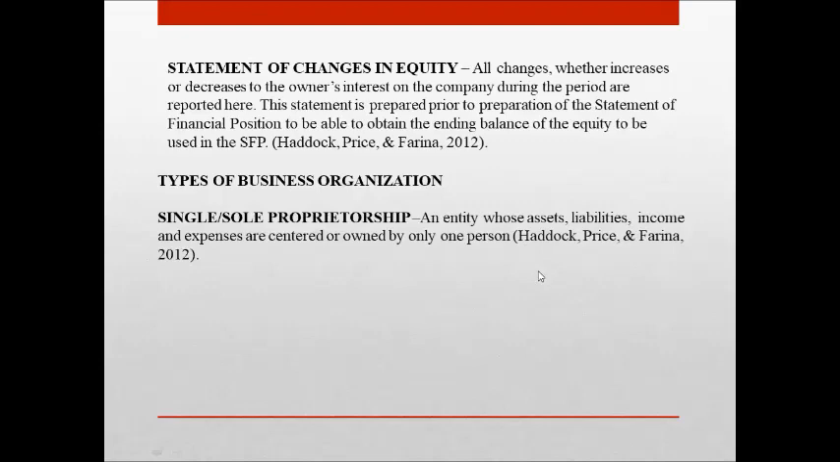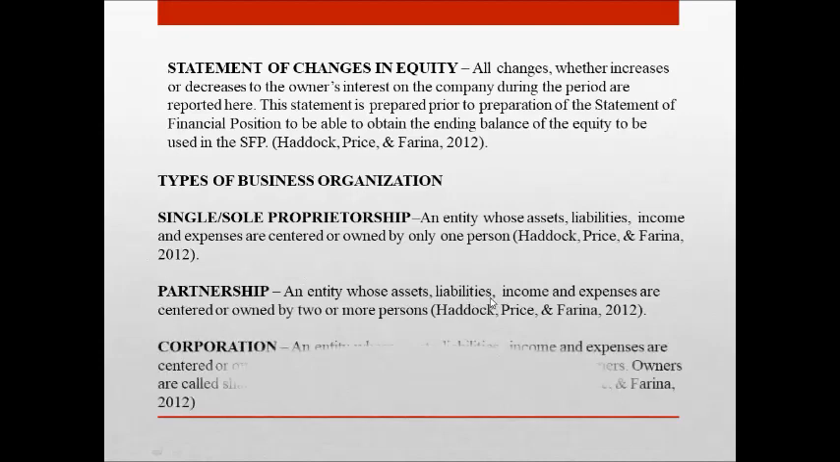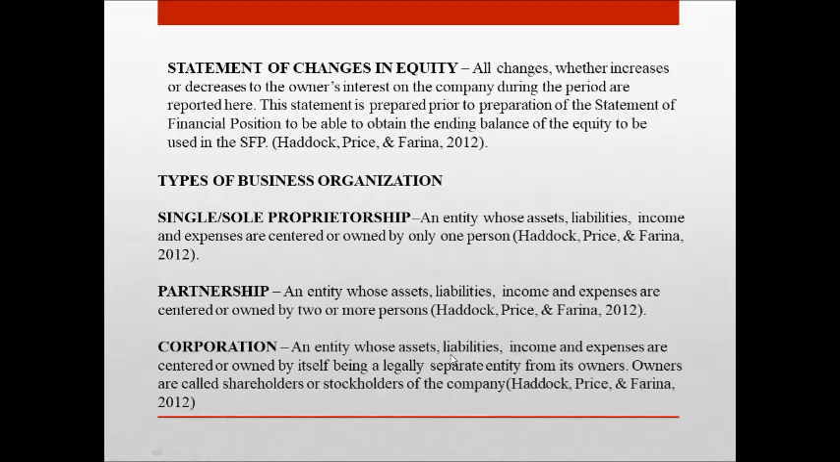Kaya single proprietorship. And then we have partnership, an entities whose asset, liabilities, income, and expenses are centered by two or more partners. So dito naman, marami na sila. And then kapag corporation, an entities whose asset, liabilities, income, and expenses are centered or owned by itself being a legally separate entity from its owner. So owners are called shareholders or stockholders of the company. So normally for a corporation, guys, meron tayong 5 or more owners. So depende pa rin yan if they will decide to make the company as a corporation or kung i-register na nila as a corporation.